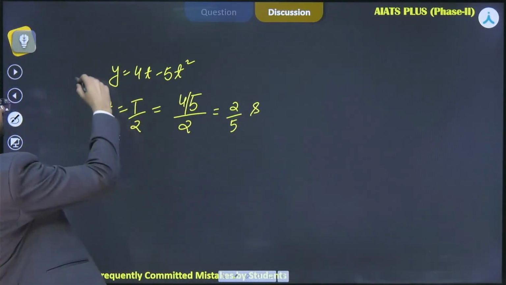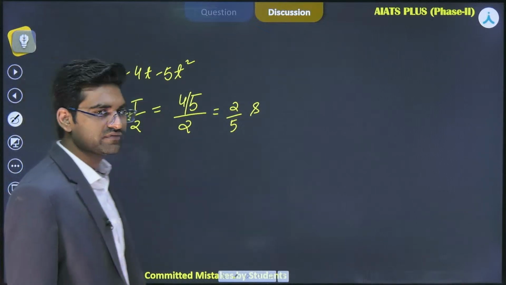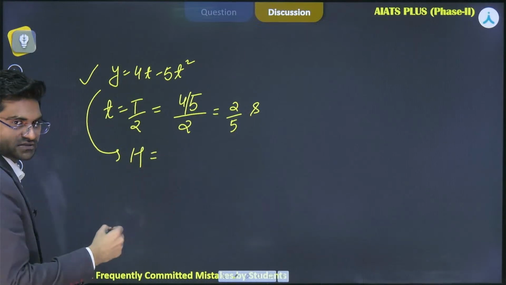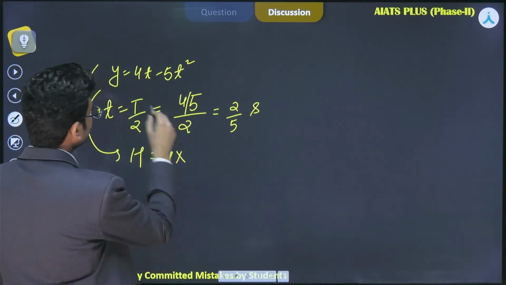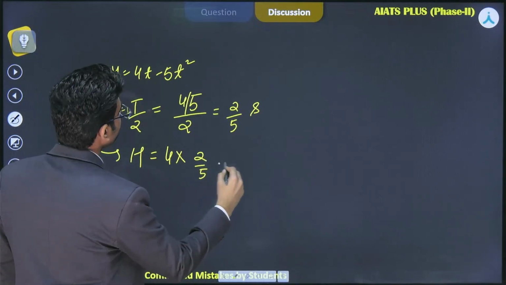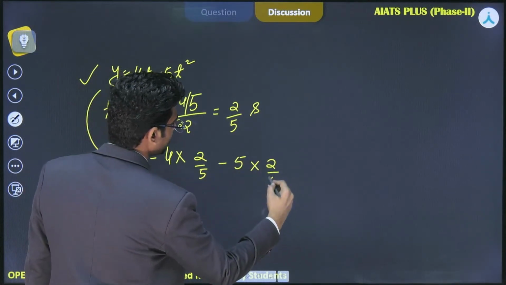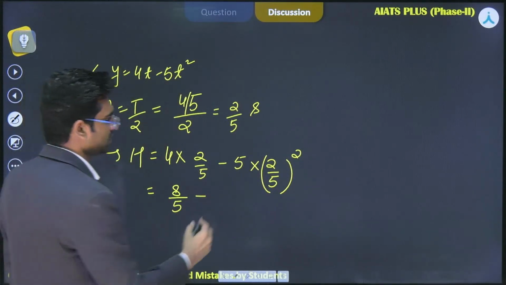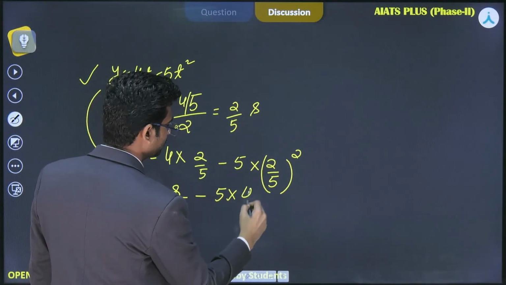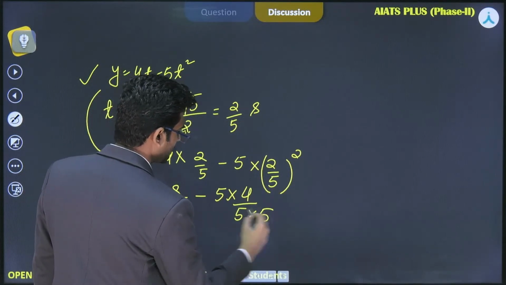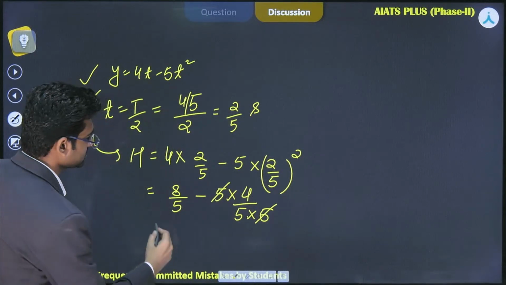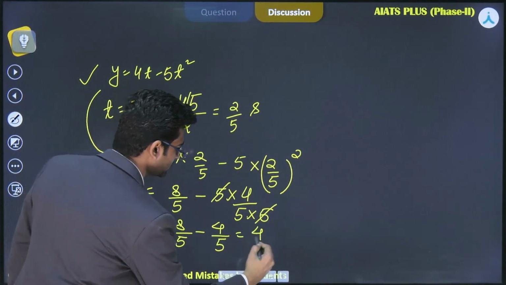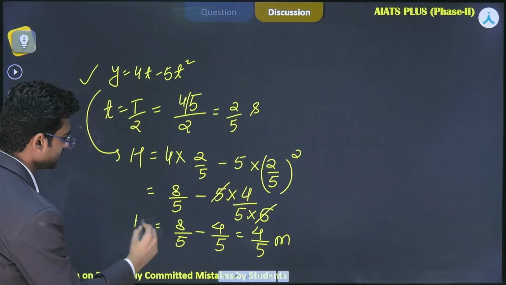What is this equation? This equation gives y coordinate as a function of time. So I know that this will become h, the maximum height, after putting t as 2 by 5: 4 into 2 by 5 minus 5 into (2 by 5) square. This is 8 by 5 minus 5 into 4 by 25. This 5 will get cancelled with this. So this will be 8 by 5 minus 4 by 5. The answer will be 4 by 5 meters. This is the maximum height.